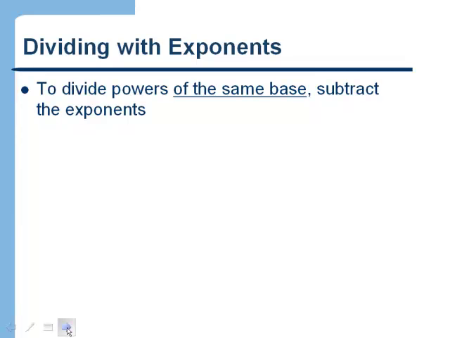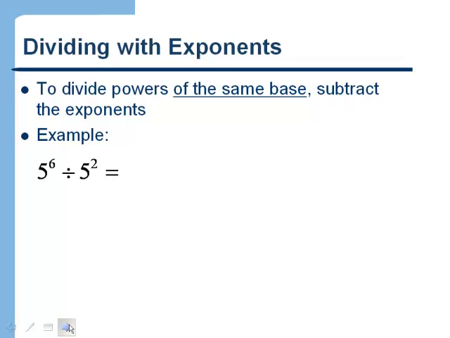The rule for working with division is very similar to the rule for multiplication. And in this case it says to divide powers of the same base, subtract the exponents. So let's first of all see where this rule comes from. In my example I have 5 to the 6th divided by 5 to the 2nd. So first of all, they have the same base, so I'm good to go there.